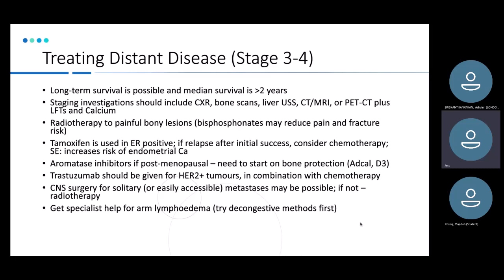In terms of distant disease, long-term survival is possible. You have to do lots of scans, staging scans, monitoring. Things like radiotherapy can help manage painful bony lesions, because one place the breast cancer often spreads is the bone, and different types of chemotherapy can also manage spread of distant disease as well.